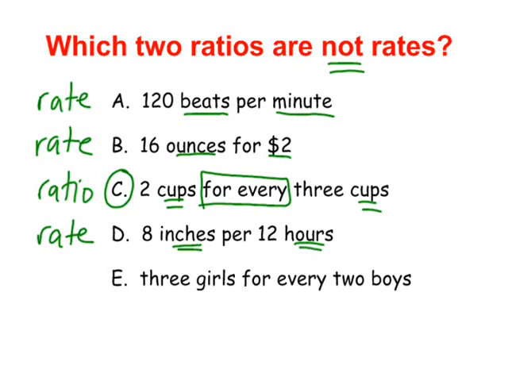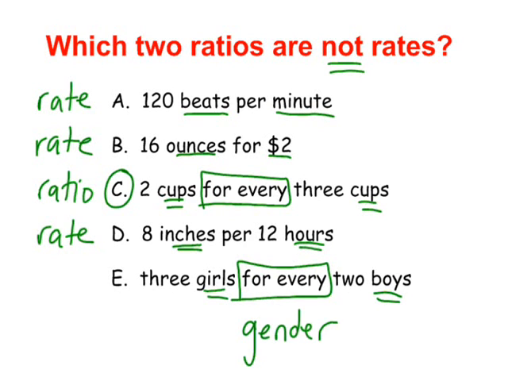In the last example, you're comparing girls and boys. Well, here's your dead giveaway, "for every," which tells us it's a ratio. And you might think that these are different units, girls and boys, but they're both describing gender. So you're comparing two of the same thing. That is a ratio. So that's what a rate is, and that's how you tell the difference between a rate and a ratio.